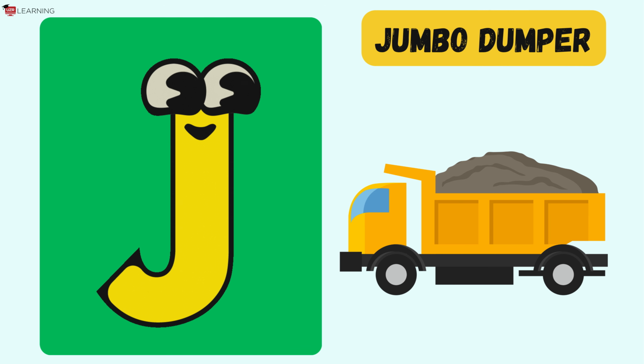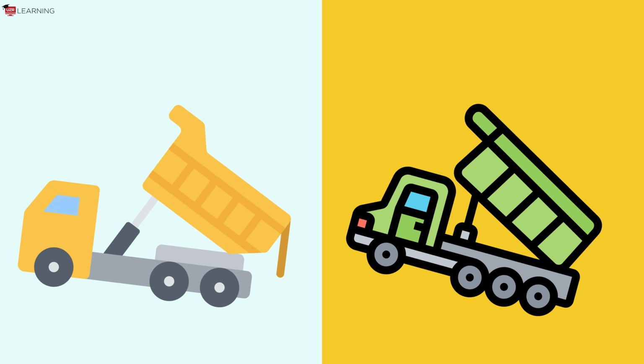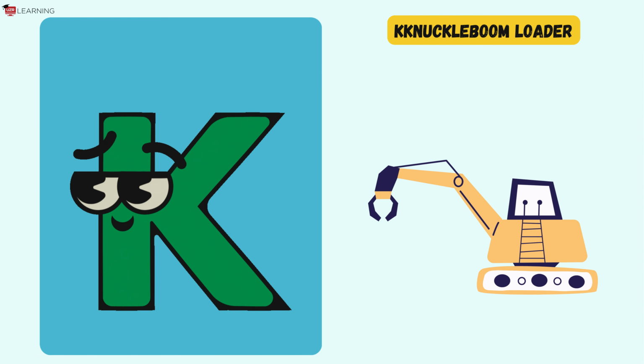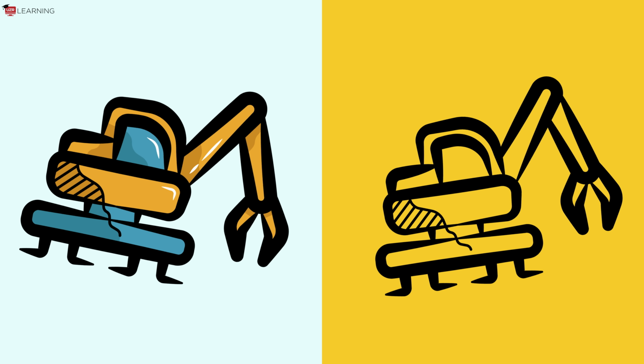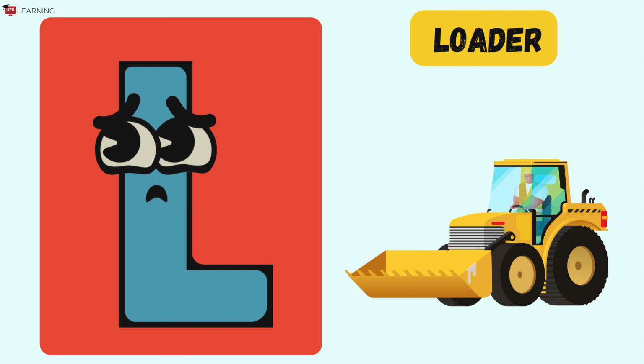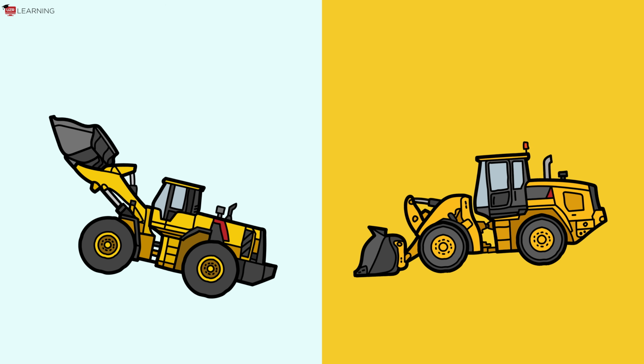J is for jumbo dumper, jumbo dumper. It moves huge loads of dirt in one go. K is for knuckle boom loader, knuckle boom loader. It loads logs and materials with its flexible arm. L is for loader, loader. It moves gravel and sand with ease.